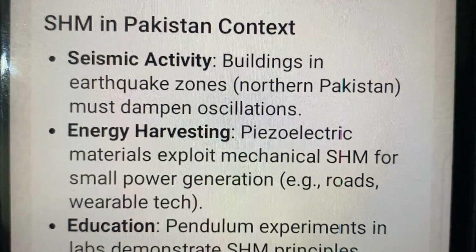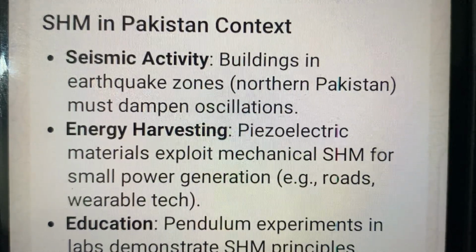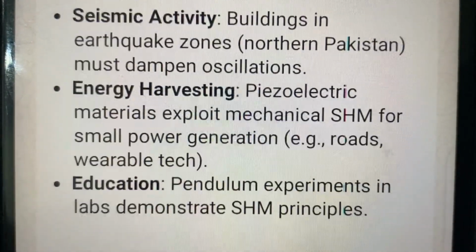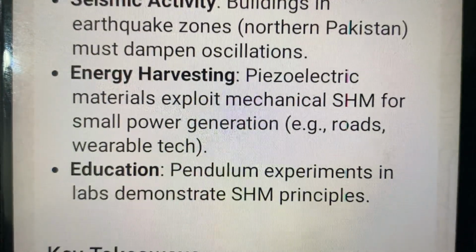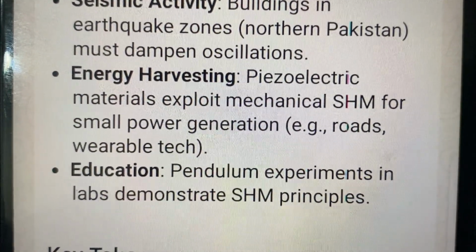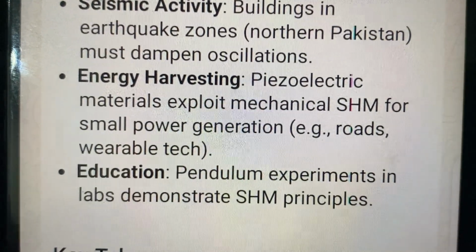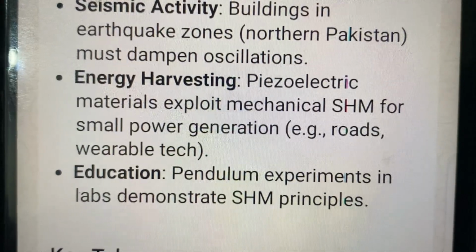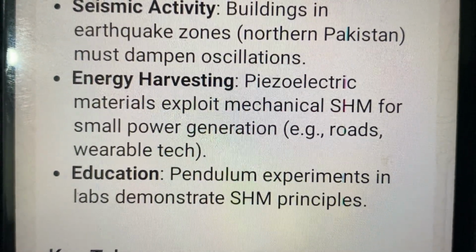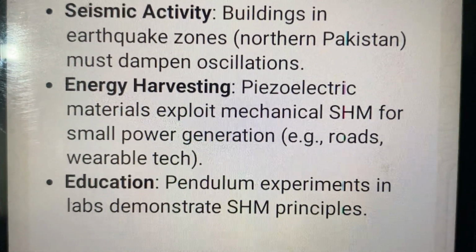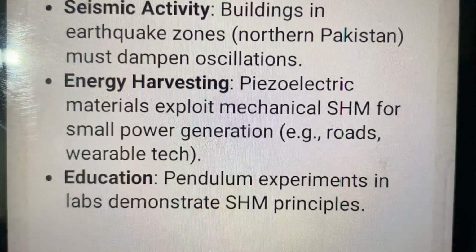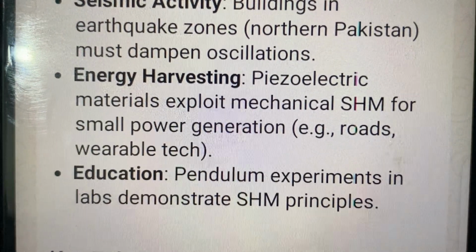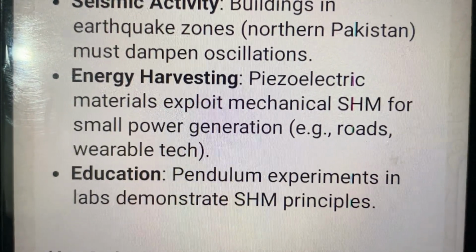SHM in the Pakistan context: seismic activity, buildings in earthquake zones in Northern Pakistan must damp oscillations. Energy harvesting: piezoelectric materials exploit mechanical SHM for small power generation, including wearable technology. Education: pendulum experiments in labs demonstrate the SHM principle.